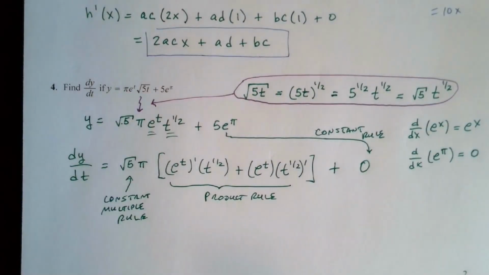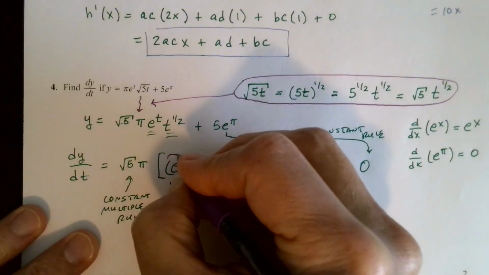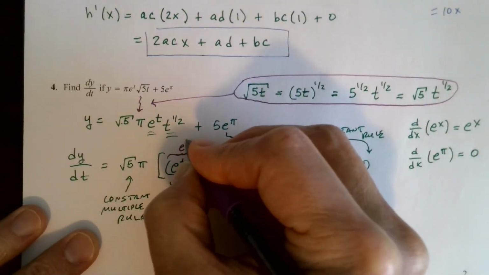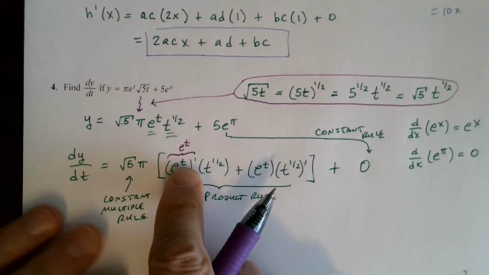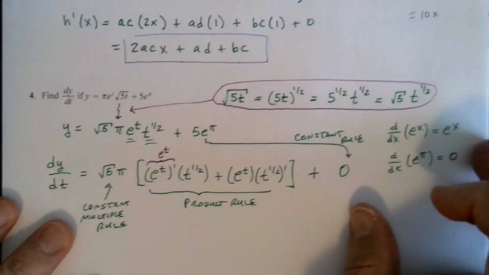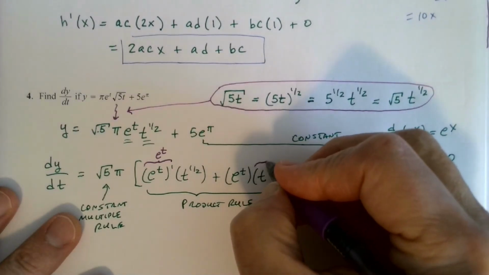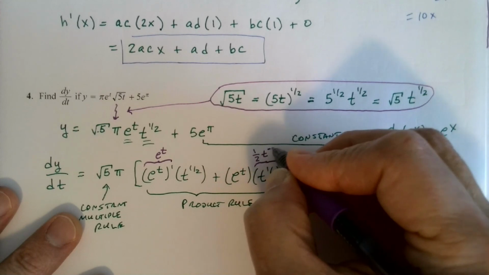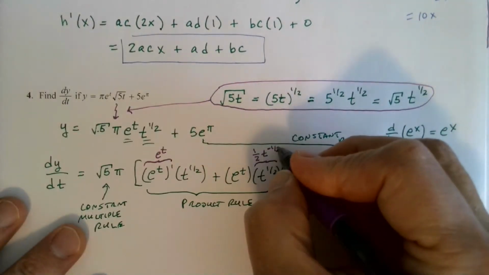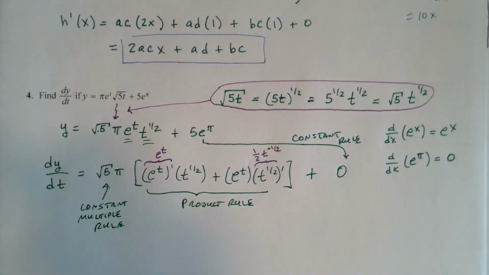Okay, so cleaning this up, the derivative of e to the t with respect to t, that is e to the t. Okay, because the variable is up there. It's not e squared. If it was e squared, the derivative would be 0. T to the 1/2, that's power rule. That's going to be what? Bring the 1/2 down, t to the negative 1/2. That's power rule.